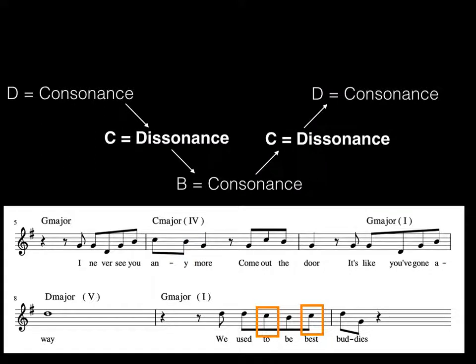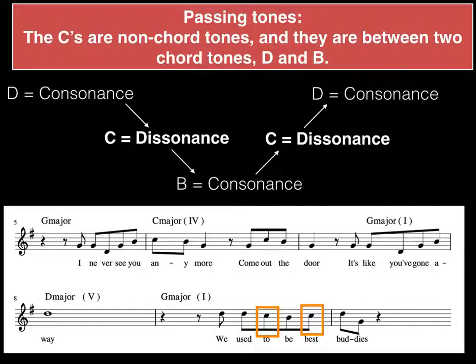And then on that last line, you've got a situation where the "we used" is a D that's a consonance, it's part of a G major triad, and then on "used to," the C is a dissonance, it's not part of a G major triad, then you step down to B, which is a consonance, and then "best is" is C, a dissonance again, and then back up again to the D. So step down to the dissonance, step down to a consonance, and then you're stepping back up. These are all passing tones because the C's are non-chord tones, and they are between two chord tones, D and B, and you're stepping in the same direction to go through that C down to the B, and then step through the C back up again to get to the D.